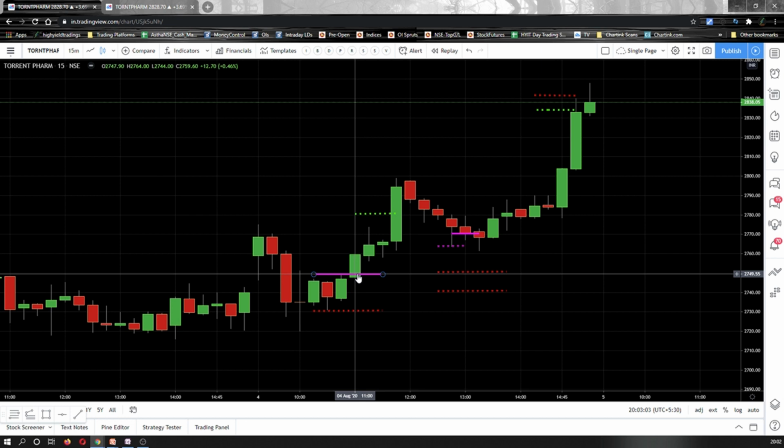So from 2750, the script is a 2800 rupee script. So 1% of it is around 27 to 28 points. Let's take it as 30 points.